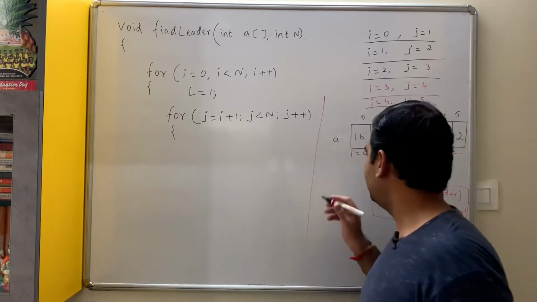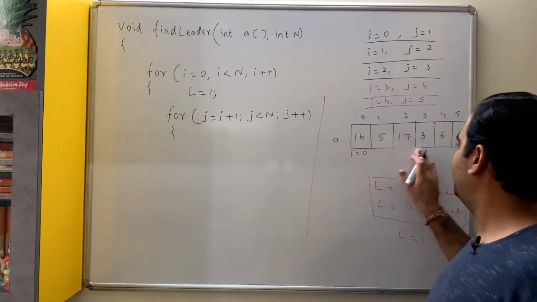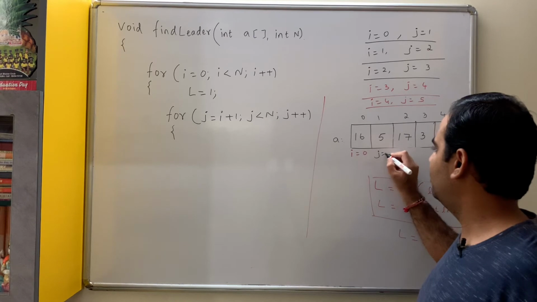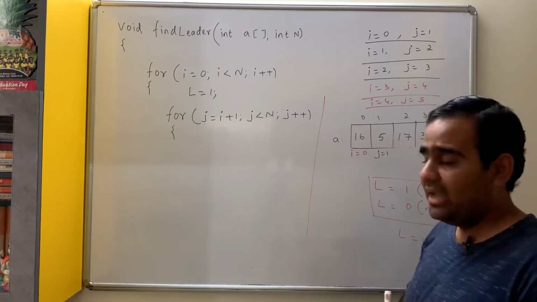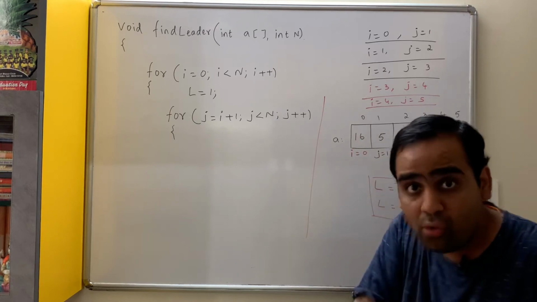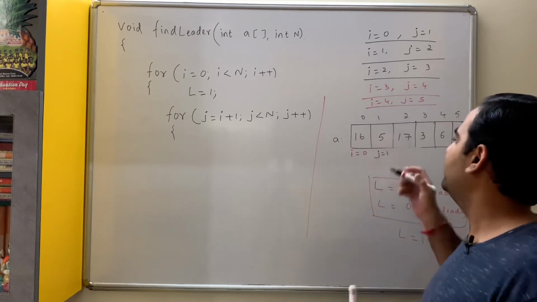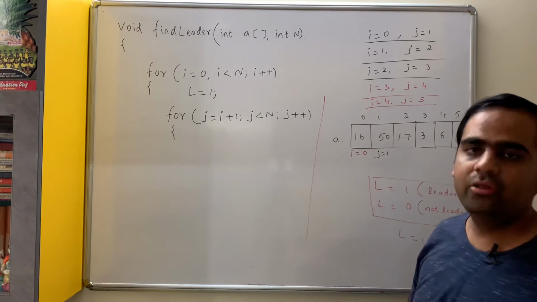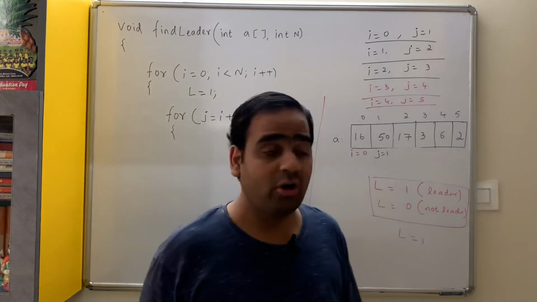Now, initially, what is the value of I? It is 0. And the value of J is 1. Now, I have to compare: is A of I less than A of J? If it is true, that means 16 cannot be a leader. Assume that it is 50. Therefore, what shall I write over here?